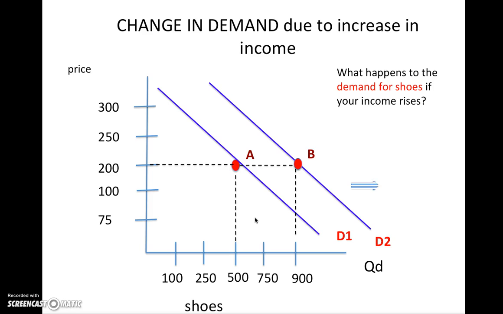So the price will not change, but quantity demand has to increase from 500 to 900. So this new point, point B, lies on the new demand curve, the demand curve 2. Any product, and please remember this, any product that behaves like this, that when your income rises, the demand for that product also rises, is what we call a normal good. Most of the products are normal goods.